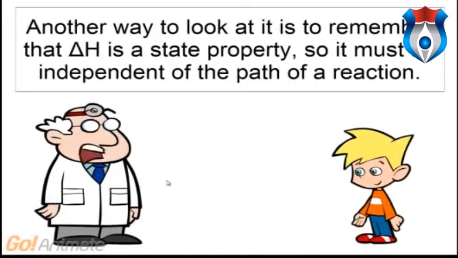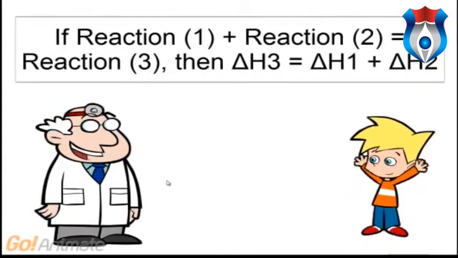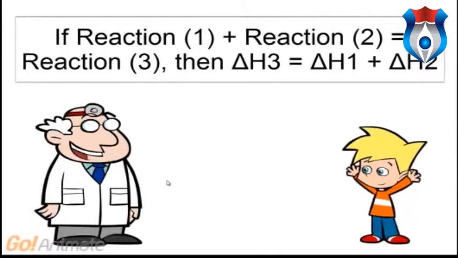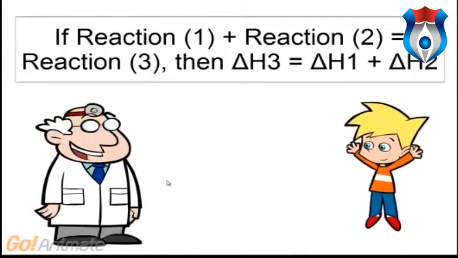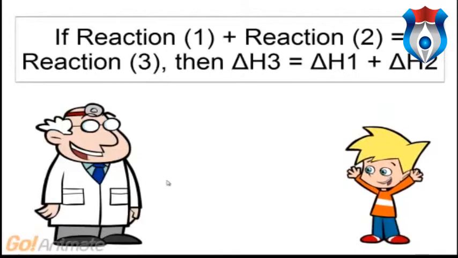Another way to look at it is to remember that delta H is a state property, so it must be independent of the path of reaction. So if reaction 1 plus reaction 2 is equal to reaction 3, then delta H of 3 is equal to delta H of 1 plus delta H of 2.